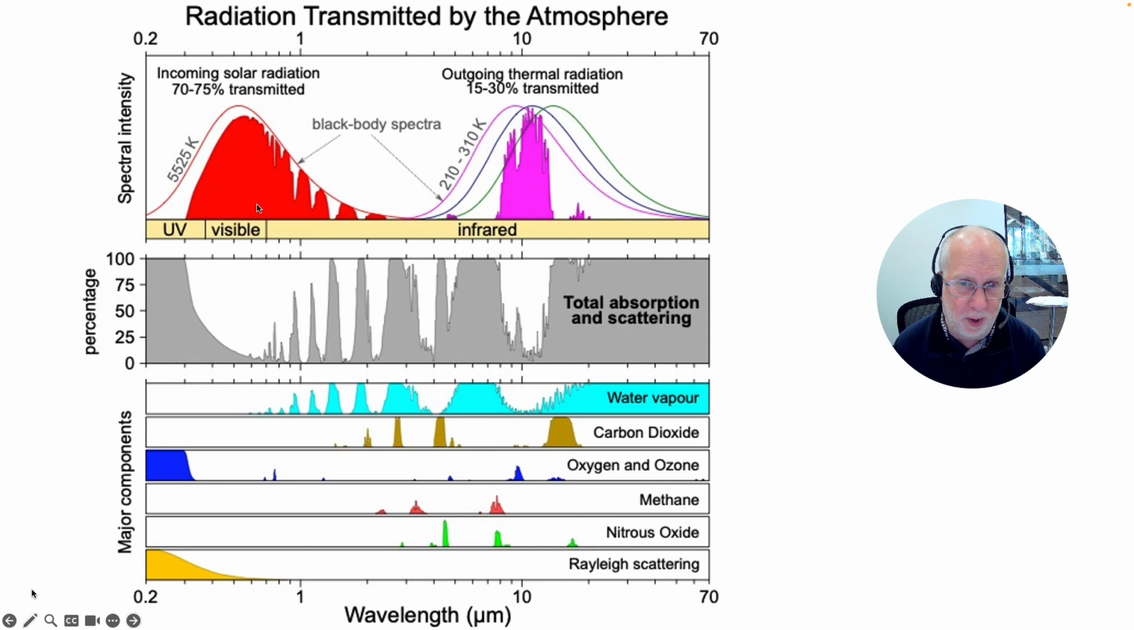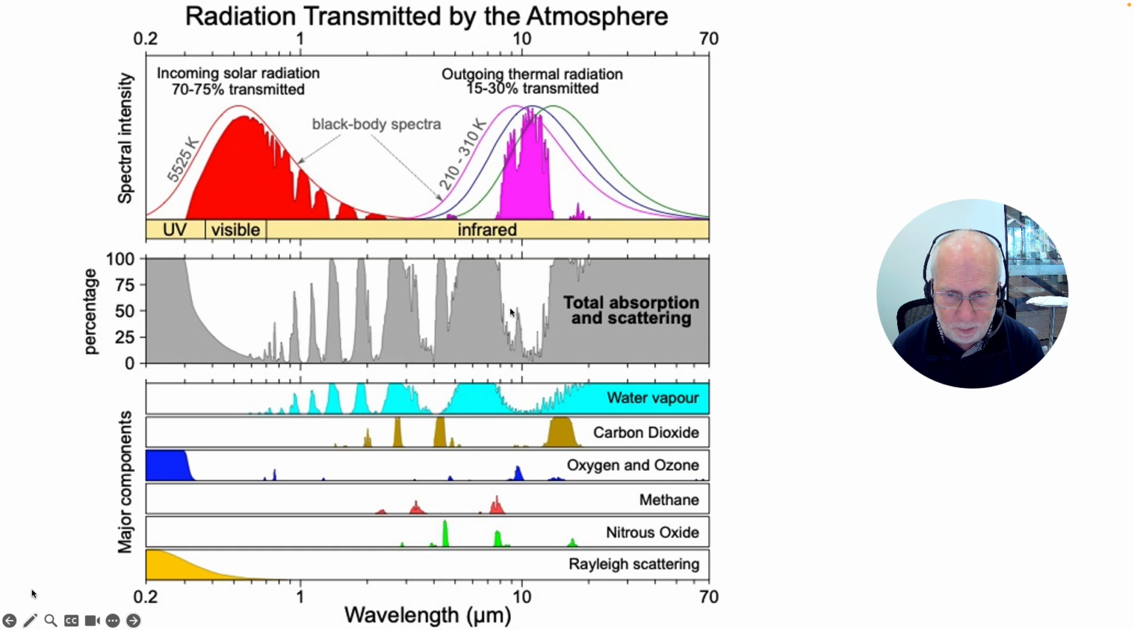How about the heat going out? Well, the Earth is much colder than the Sun. So we've got lines for 210 to 310 Kelvin, depending whether it's the North Pole or the equator on a hot day. And you can see that they peak in the mid-infrared at wavelengths of around 10 micrometers. But if you look at the transmission, you see that most of the mid-infrared cannot escape.